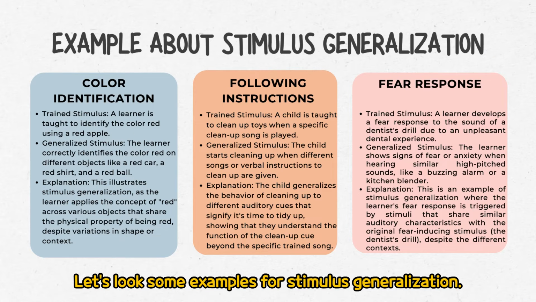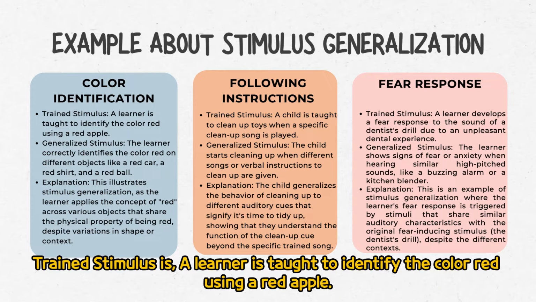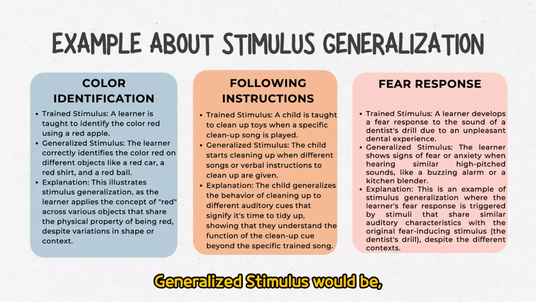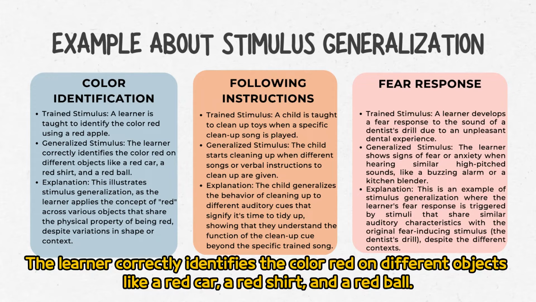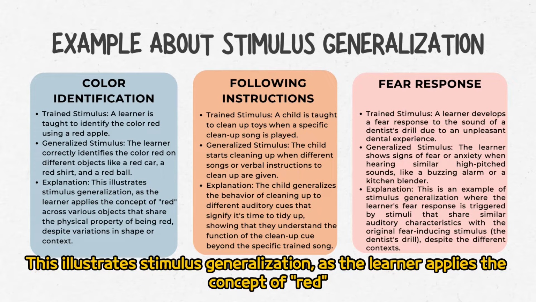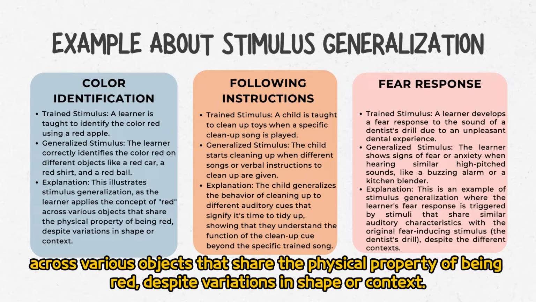Let's look at some examples of stimulus generalization. The trained stimulus is: a learner is taught to identify the color red using a red apple. The generalized stimulus would be: the learner correctly identifies the color red on different objects like a red car, a red shirt, and a red ball. This illustrates stimulus generalization as the learner applies the concept of red across various objects that share the physical property of being red, despite variations in shape or context.